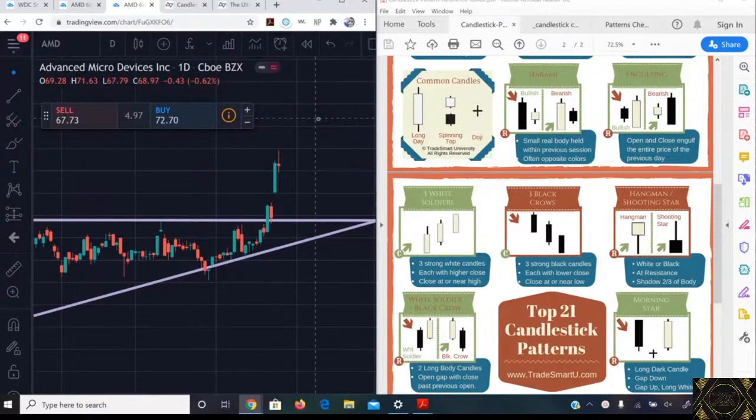So candlesticks aren't the only thing you want to use. You want to use candlesticks, you want to use chart patterns, and you want to look at the news and what's happening on it, because catalysts are the most powerful above all.